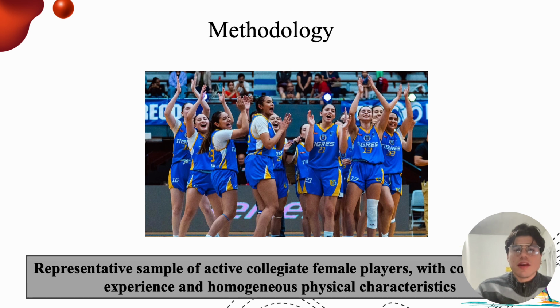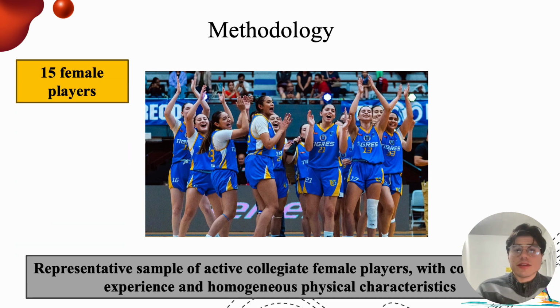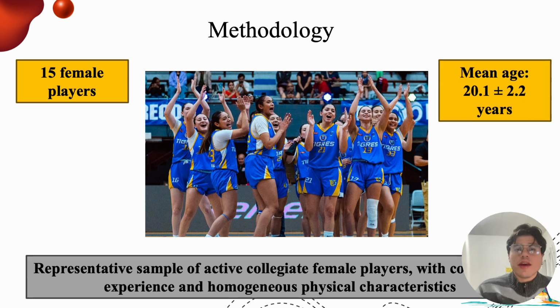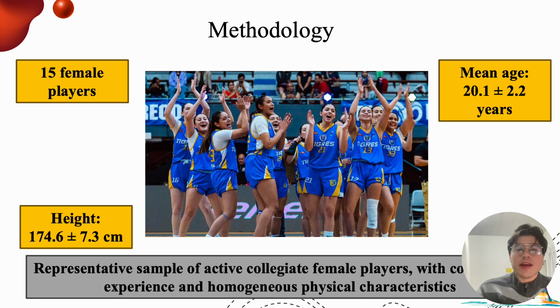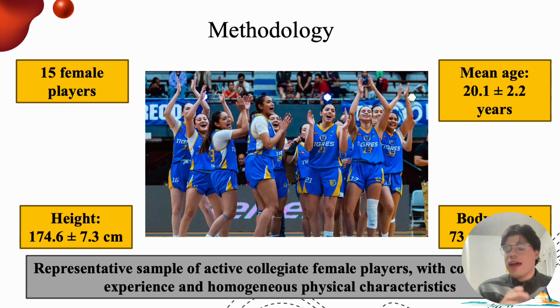Participant selection: 15 female basketball players, with an average age of 20.1 years, a mean height of 174.6, and body mass of 73 were recorded. All participants were confirmed as active in the competition and injury-free, ensuring sample homogeneity and allowing performance variations to be analyzed with reduced external variability.